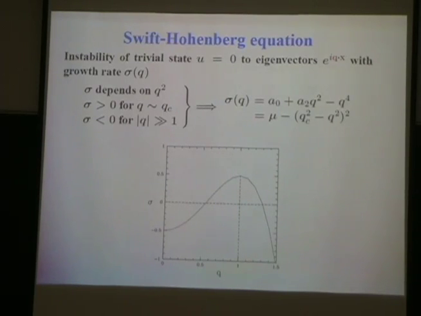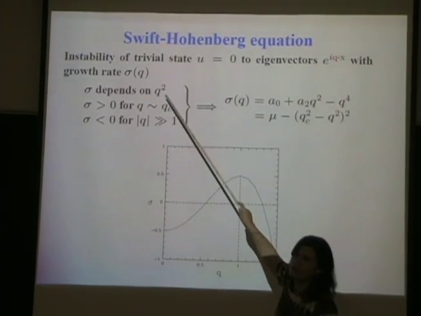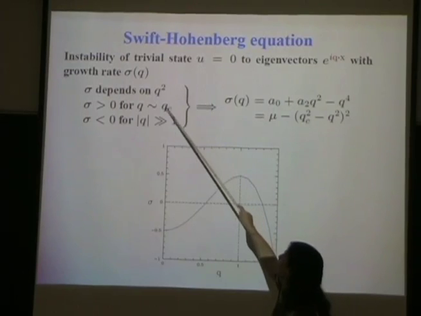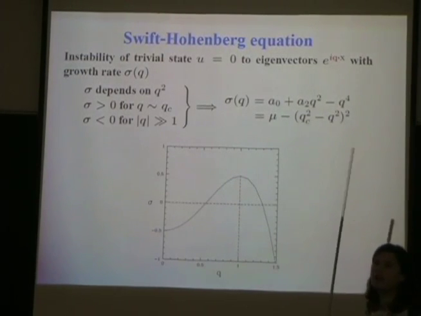But in addition, I don't want it to be a function of the magnitude of q like that, because that's not an analytic function. So I want it to depend on q squared. Q squared being q dot q, right? Q dot q.